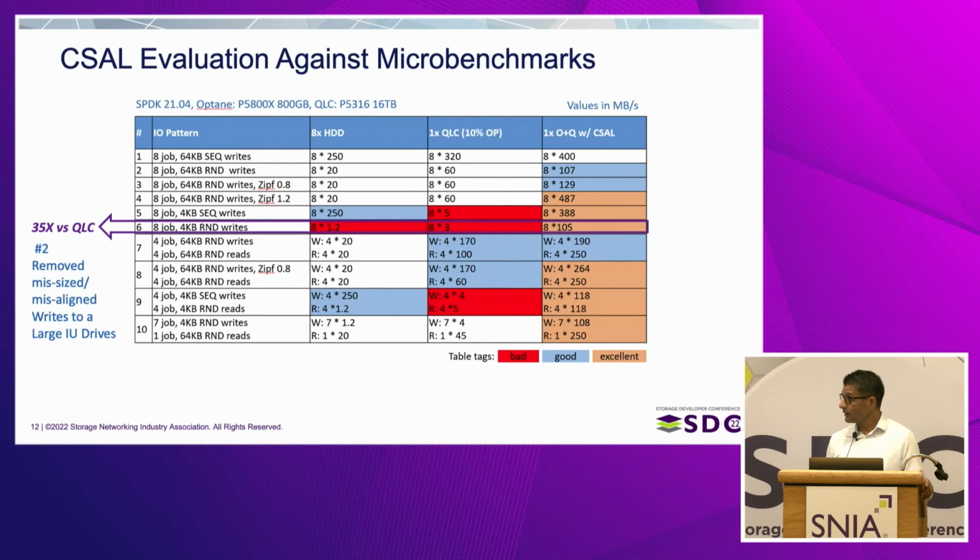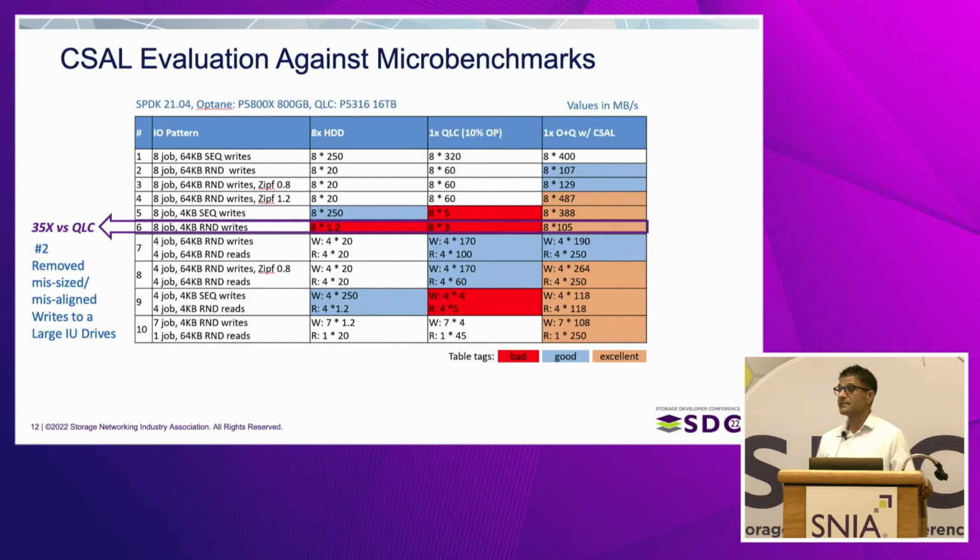Okay, second, I want to focus on number 6. This is a very popular one of the four corners workloads, 4K random writes. And you can see 35x improvement over QLC. With HDDs, you expect very low performance here, 1.2 megabytes per second. And when you go to QLC by itself, it's actually 3 megabytes per second.